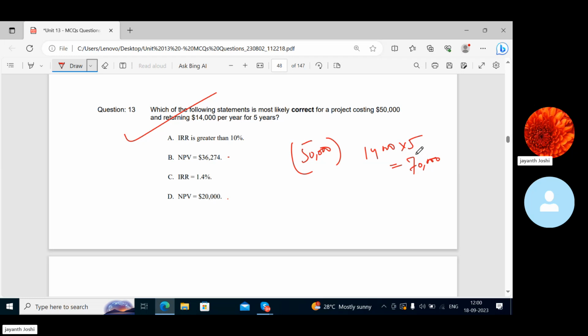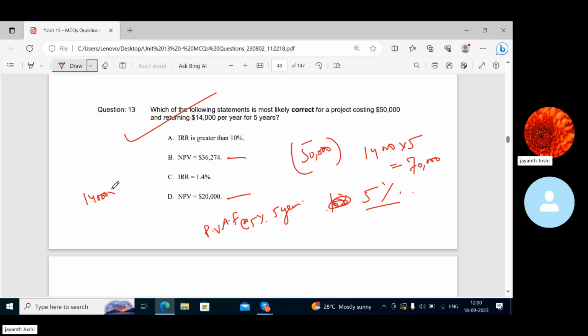So if at all, let's say, because they did not give me discount rates, right? For NPV they have just given the values. Did they give the discount factor? No. So how will I understand whether it is 34,000 or 36,274 or 20,000? If I assume any discount factor, let's say 5%, can you tell me the present value annuity factor at the rate of 5% for 5 years?